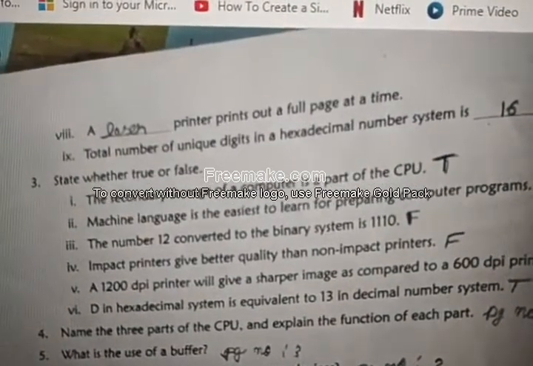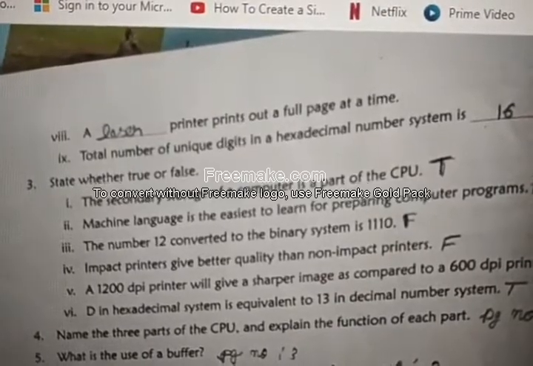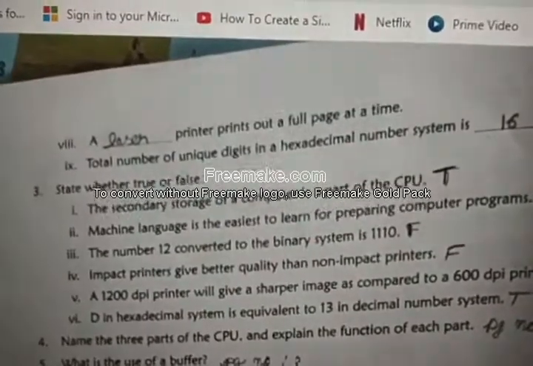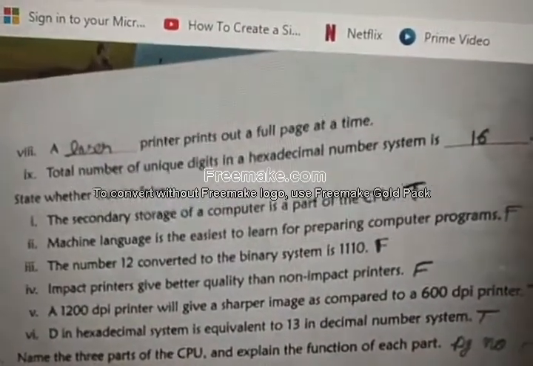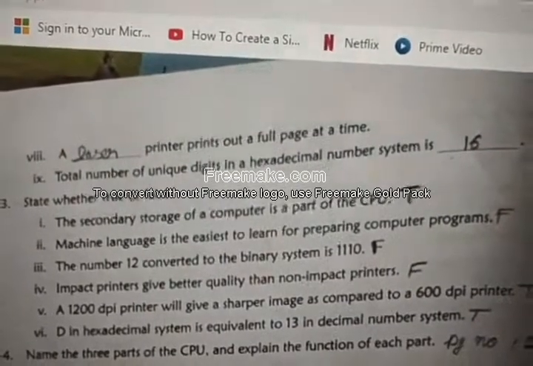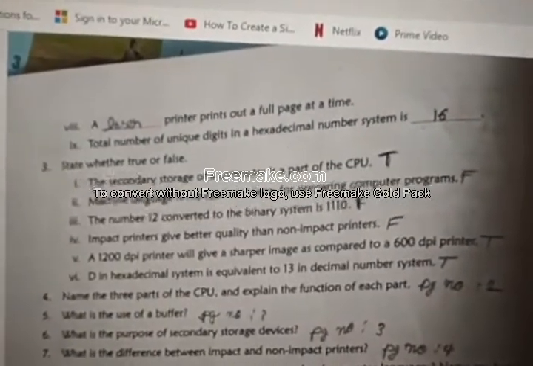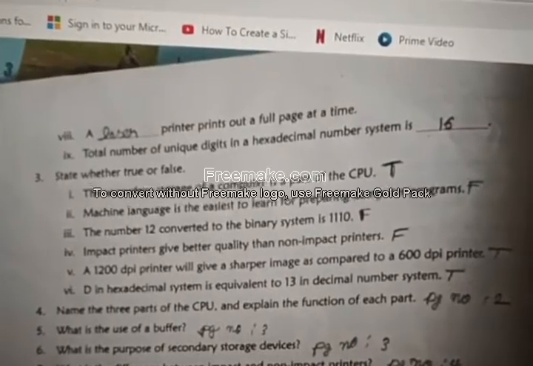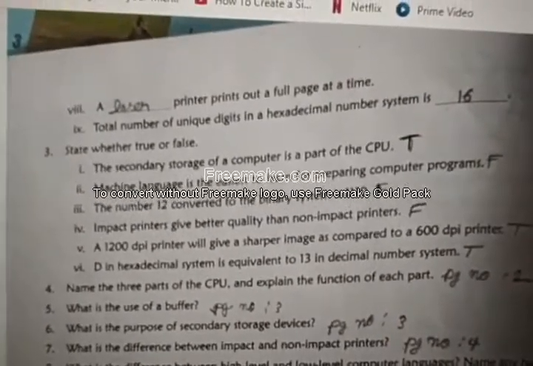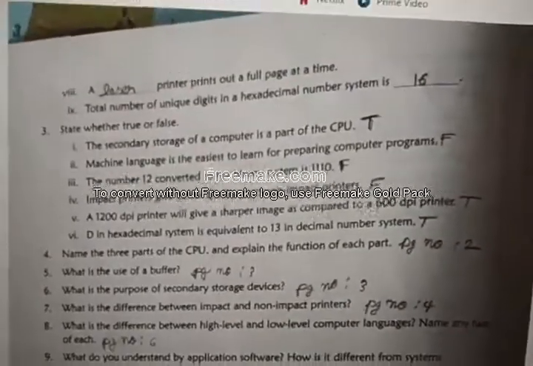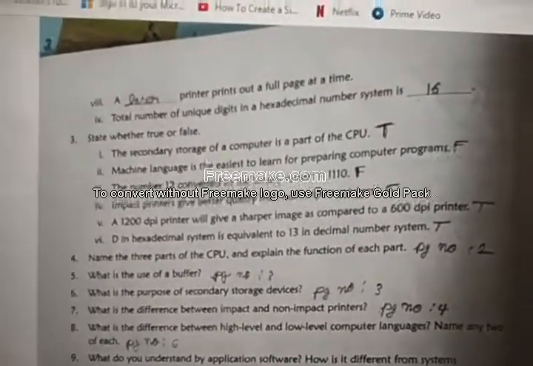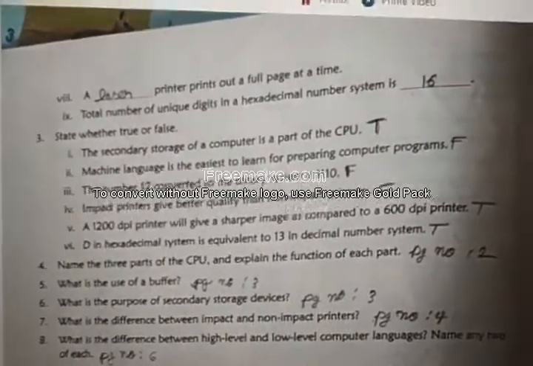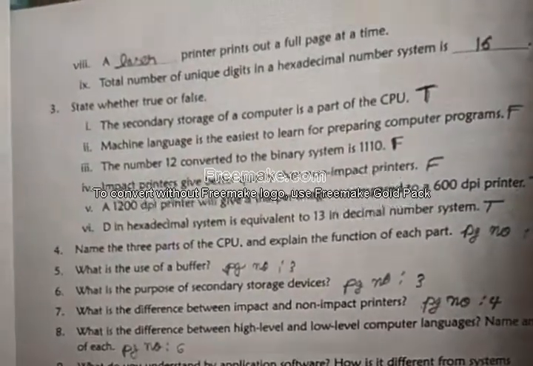Next one, a dash printer prints out a full page at a time. Laser printer, I hope you remember this. Total number of unique digits in the hexadecimal number system. Hexadecimal means 16, so the total number is 16. Okay, state whether true or false. The secondary storage of a computer is a part of a CPU, which is nothing but the hard drive. Hard drive is a part of a CPU, right? Inside the CPU only you have the hard disk, right? So what is it? True.